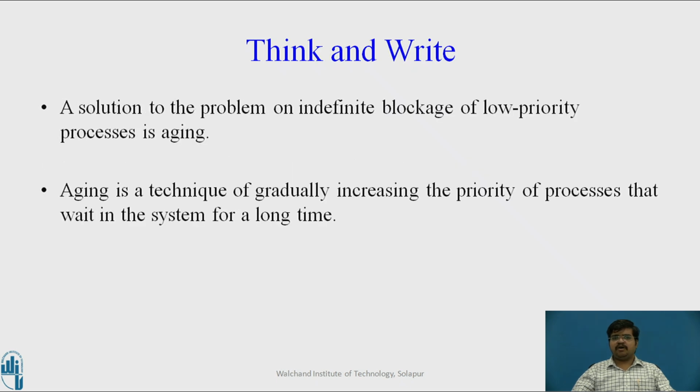A solution to the problem of indefinite blockage of a low priority process is solved by using the concept of aging. What is the meaning of aging? Aging is a technique of gradually increasing the priority of processes that wait in a system for a long time. What is the use of this? If a process is having low priority and is going to wait for a long amount of time, then the priority of that process will be increased gradually, so that in future that process will get the CPU for execution.